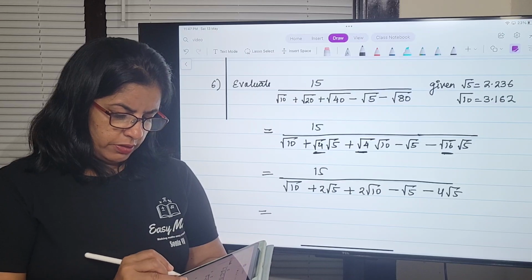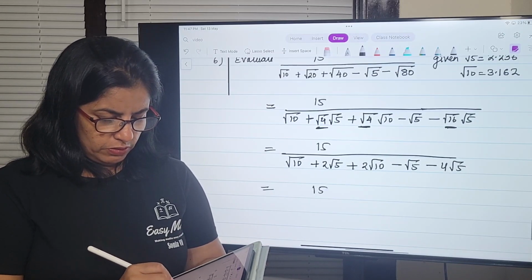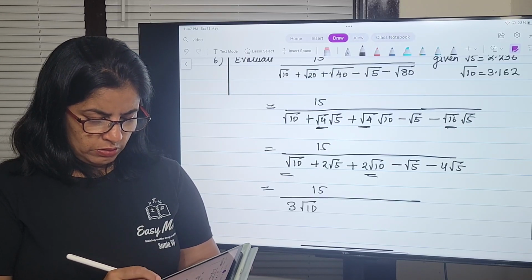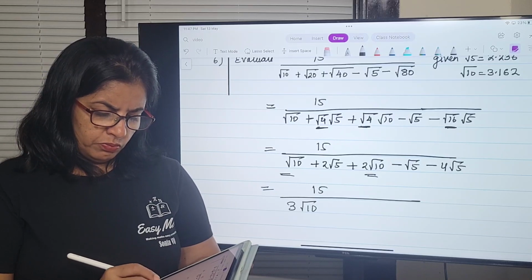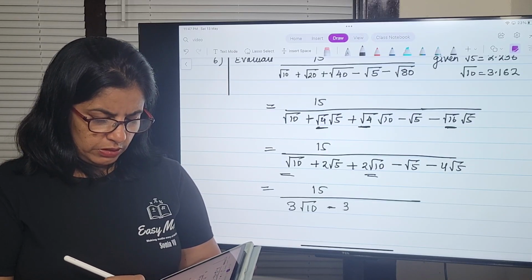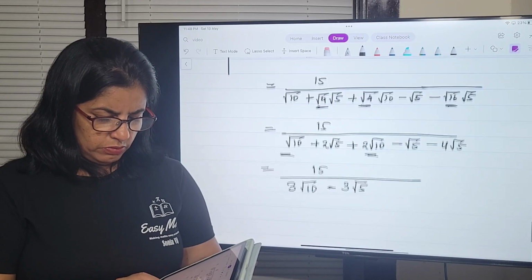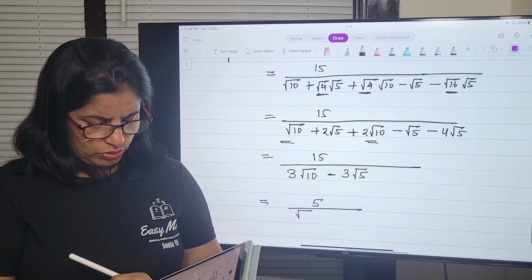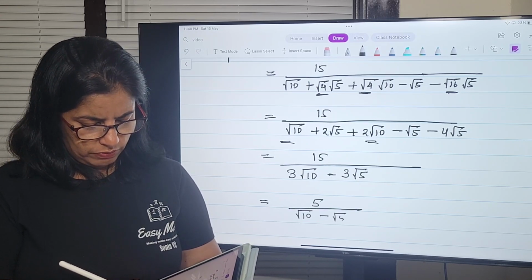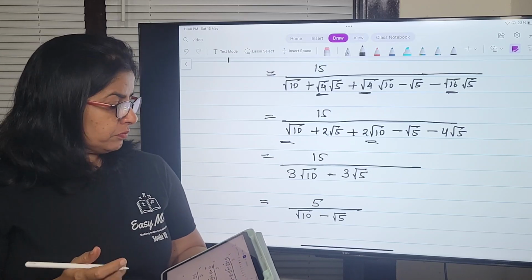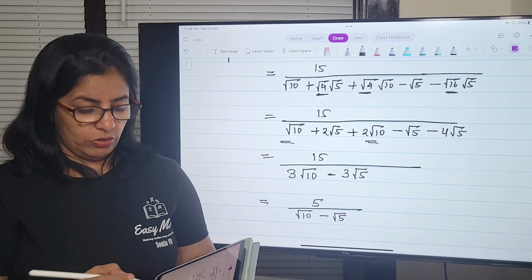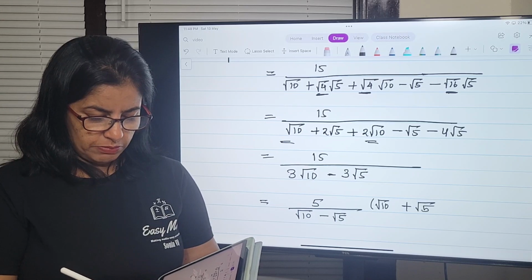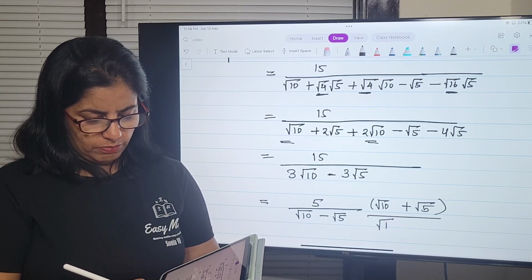So what do you get here? 15 remains 15. In the denominator root 10, you get 3 root 10. Denominator is 5 minus 3 root 5. This is 5 upon root 10 minus root 5. Okay. Now I have to rationalize the denominator. So I do root 10 plus root 5. This is my rationalizing factor. Root 10 plus root 5.